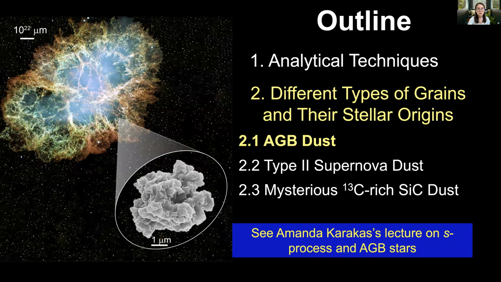And now we move to the science part of this lecture, and we'll first discuss silicon carbide grains from low mass asymptotic giant branch stars. Amanda provided a detailed lecture on silicon carbide grains from AGB stars and the associated stellar nucleosynthesis. So in the following slides, we will examine our current knowledge of AGB stellar nucleosynthesis using real AGB stardust grain data.